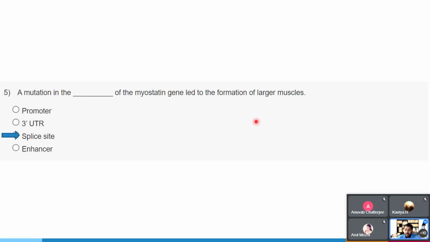So the answer is the mutation is present in the splice site. Okay, is that okay? Yes, no, maybe. Yes.